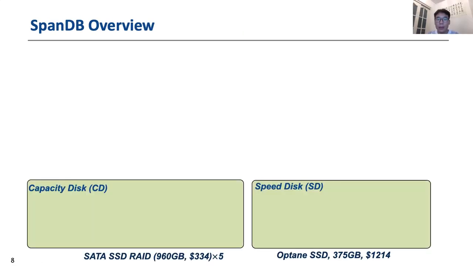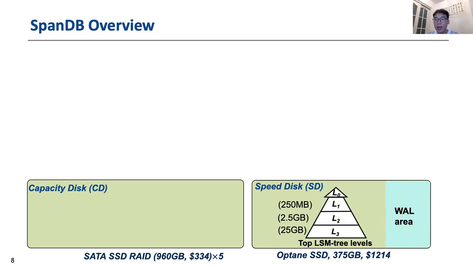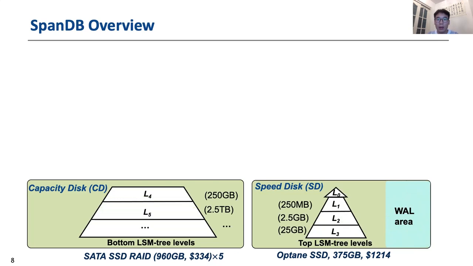Our solution, SpanDB, builds on RocksDB. It uses a small and faster NVMe SSD as the SD, the speed disk, to supplement cold data storage on a cheap and much larger CD, the capacity disk. It retains the LSM-tree structure, with the faster SD hosting all WAL data and the top LSM-tree levels, and the CD hosting the remaining data.